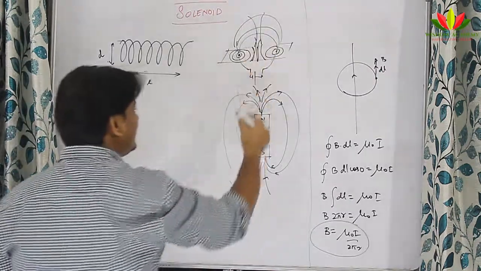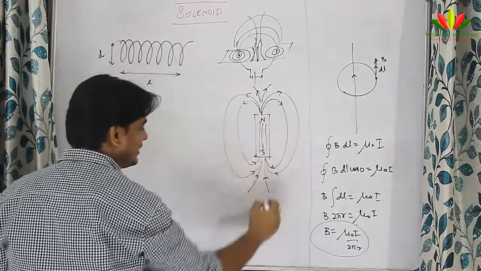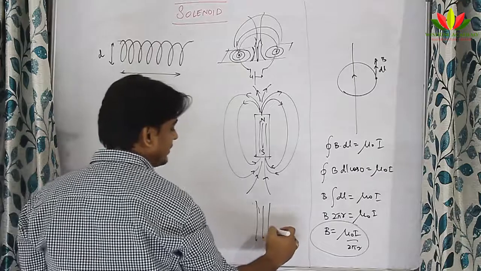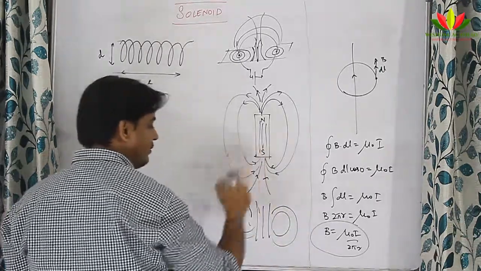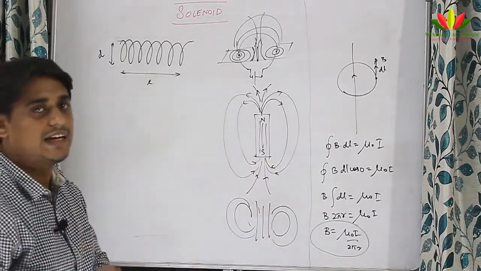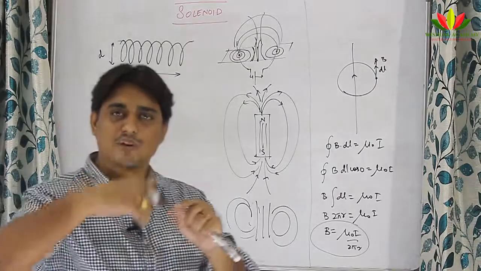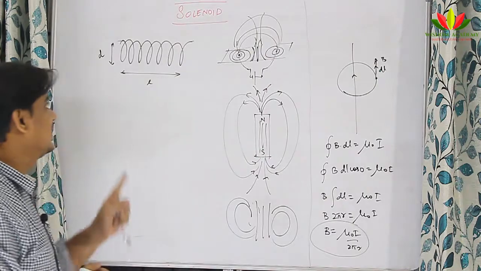So if I combine everything together, then I get some field similar to this, where inside we have parallel lines, and on the right and left side we have some concentric circles like this. So I get this kind of condition by using many turns, and that is what is called a solenoid. A solenoid is insulated copper wire wound in the form of a helix.